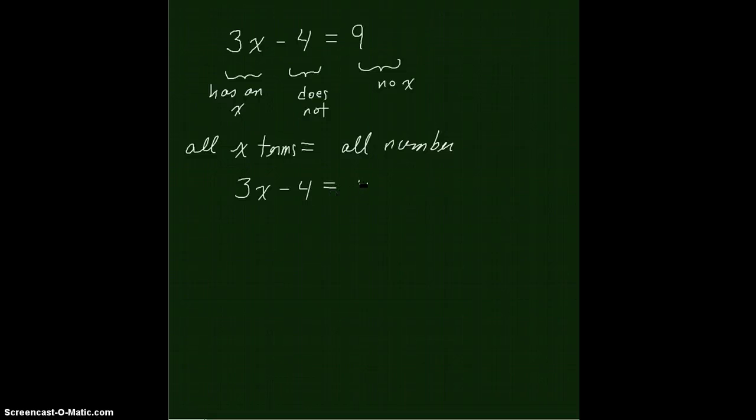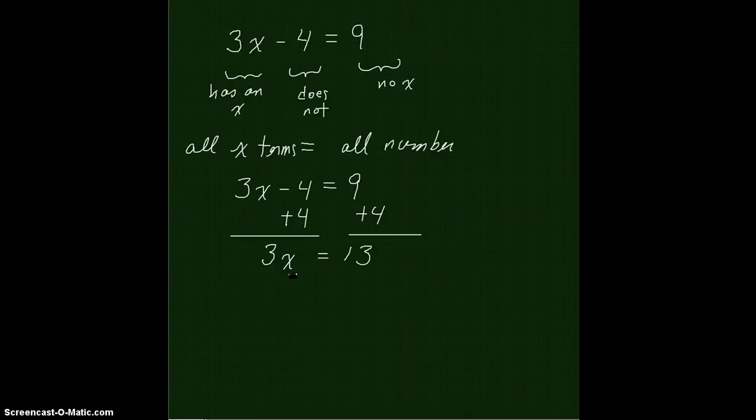Just going to copy down the problem again, and I'm going to move this 4 out of the left-hand side. I'm going to move it out of the left-hand side by adding 4 to both sides. This is what we call isolating the x. So minus 4 and plus 4 adds to 0, and I'm left with 3x on the left, and 9 plus 4 is 13. So I used the addition to both sides, but I'm not left with 1x, I'm left with 3x.